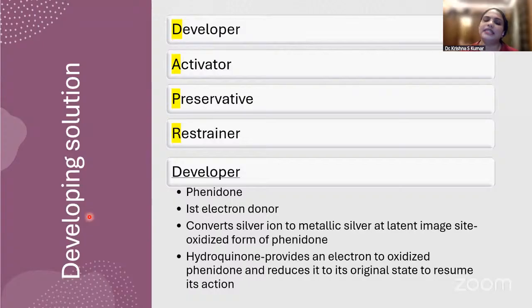Phenidone donates the electron to the silver ion to form the metallic silver. And when it donates the electron, it becomes oxidized. So what happens? Hydroquinone is there. The hydroquinone provides an electron to the oxidized phenidone, which reduces it back to the original state of phenidone so that it can resume its action and convert all the silver ions into metallic silver.